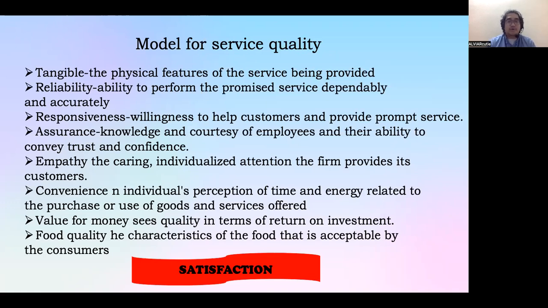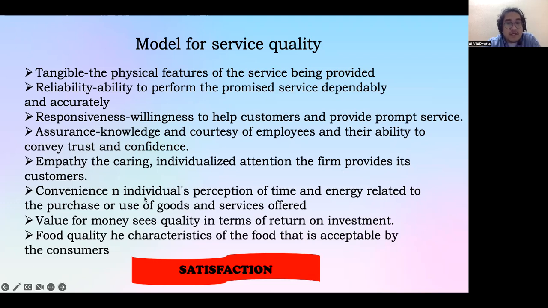Number one is tangible. It means the physical features of the service being provided. Next is reliability, ability to perform, responsiveness, willingness to help customers, assurance, knowledge and courtesy of employees and their ability to convey trust and confidence. Next is empathy, the caring individualized attention the firm provides its customer.